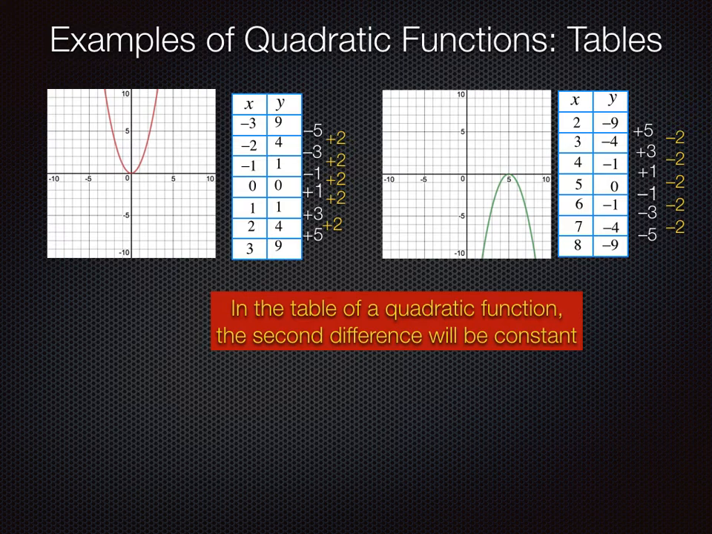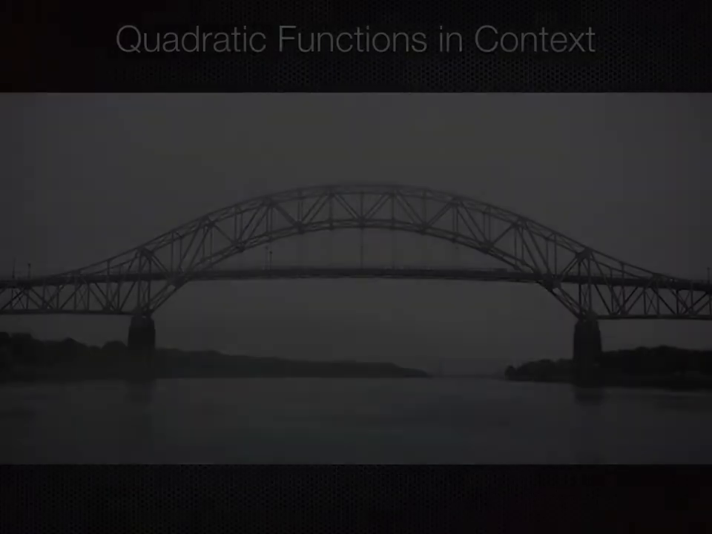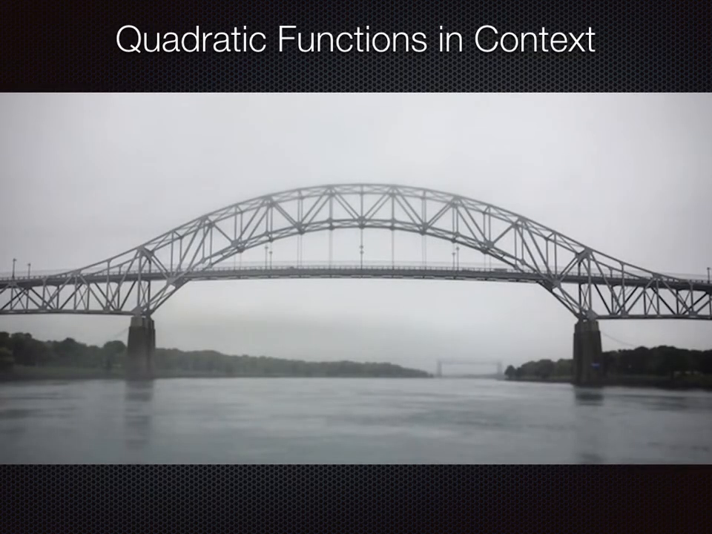All right, finally, what kind of word problems or contextual situations would arise from quadratic functions? Let's consider a bridge that may be familiar to you. This is the Bourne Bridge. If you go over this bridge, you get to Falmouth, that end of the Cape. The bridge in the far distance is the Sagamore Bridge, which gets you to Hyannis.